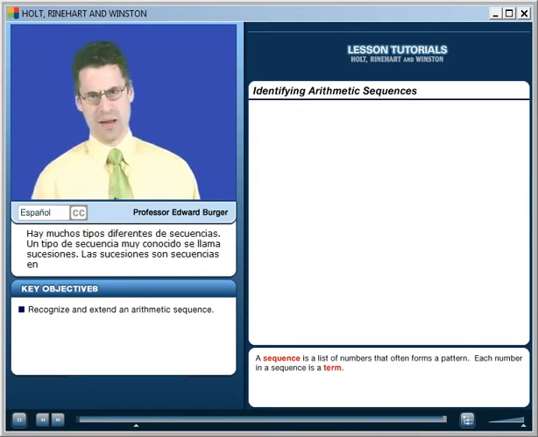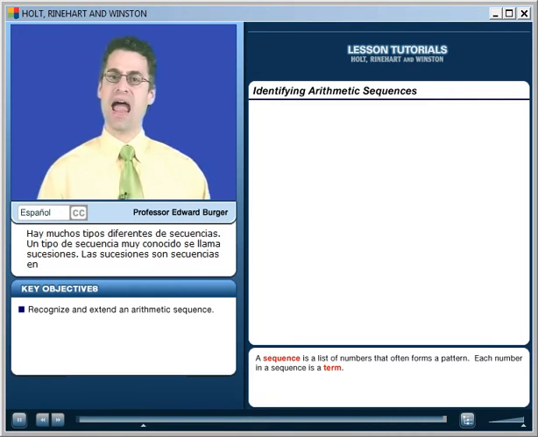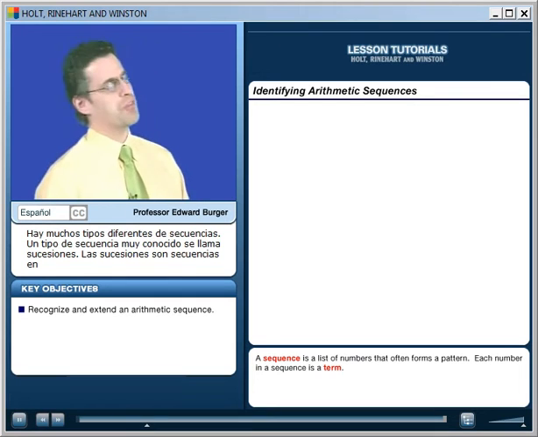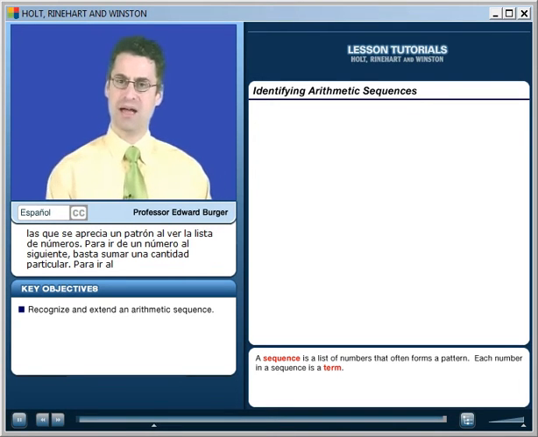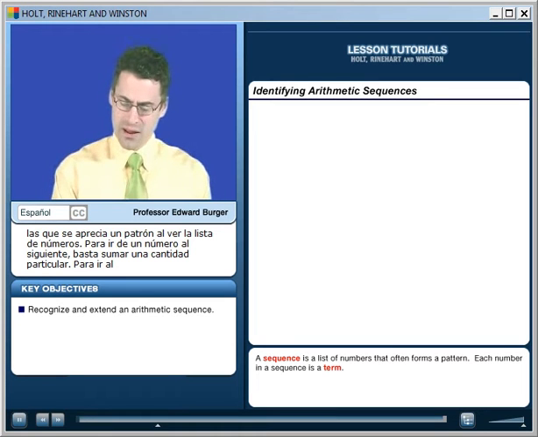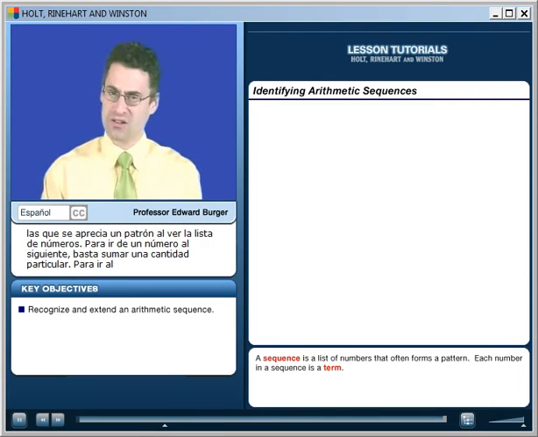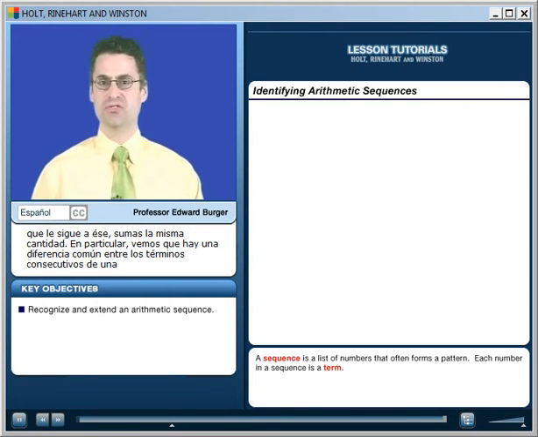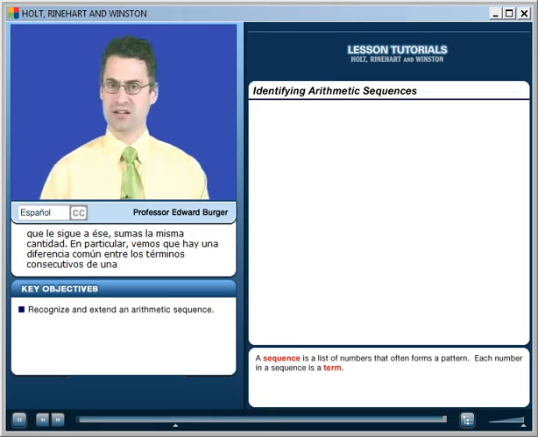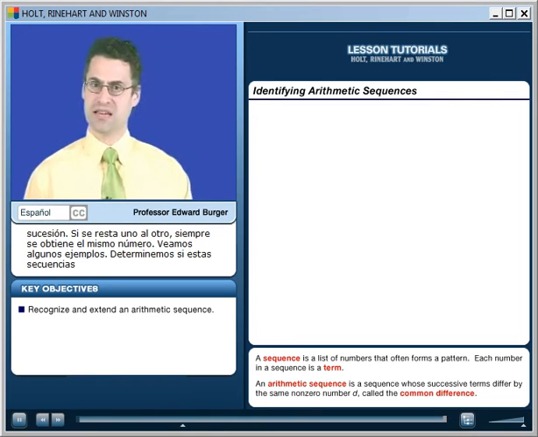So there are lots of different types of sequences, but a really famous type of sequence is known as arithmetic sequences. Arithmetic sequences are sequences where, when you look at the list of numbers, you actually see a pattern. To get from one number to the very next one, you just add a particular amount, and to get to the one after that, you add the same amount. In particular, we see that consecutive terms in an arithmetic sequence will have a common difference. If you subtract one from the other, you always see the same number.